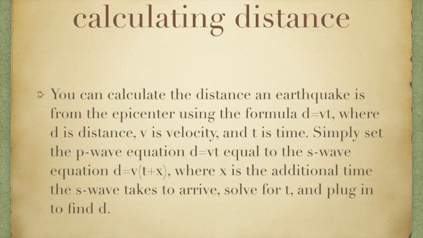You can also calculate the distance an earthquake is from the epicenter using the formula D equals Vt, where D is distance, V is velocity, and t is time. To do this, simply set the P wave equation D equals Vt equal to the S wave equation D equals V times quantity t plus x, where x is the additional time the S wave takes to arrive, then solve for t and plug that into the P wave equation D equals Vt to find D.